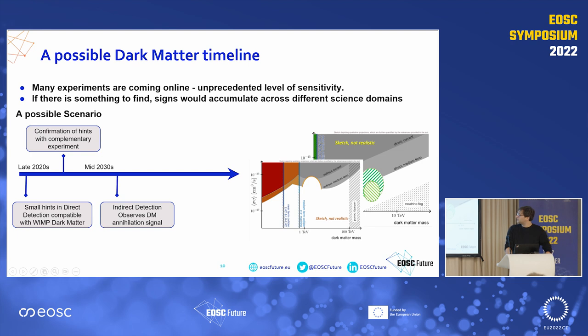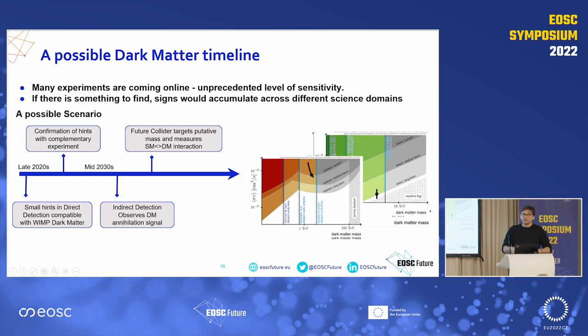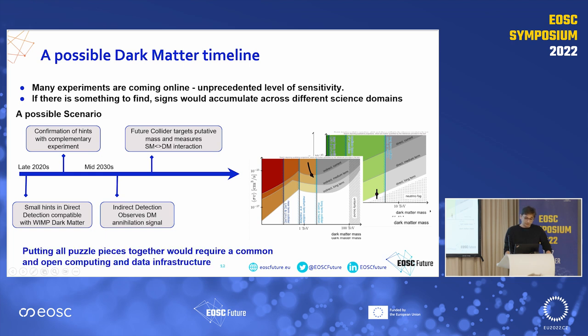Then in the mid-2030s, we might have confirmation also from indirect detection, where we maybe have some observation of a dark matter annihilation signal. This is dark matter particles smashing into each other and converting into energy, which produces a signal that we can find with a telescope. And then maybe in the future we are building a future collider where we can directly probe what the nature of dark matter is and how it interacts with the matter that we already know.